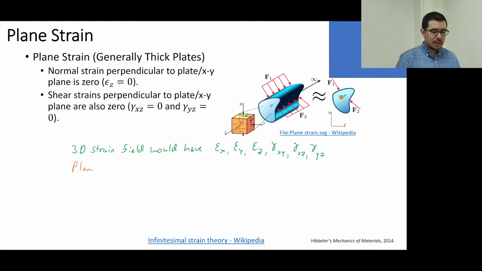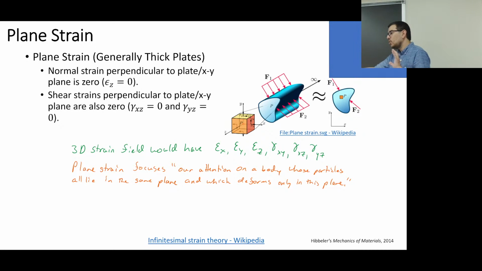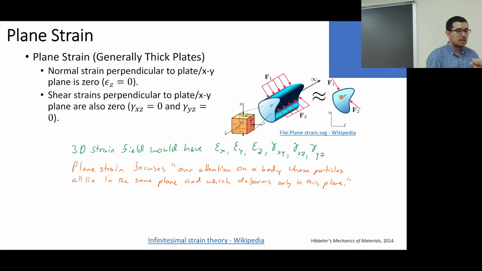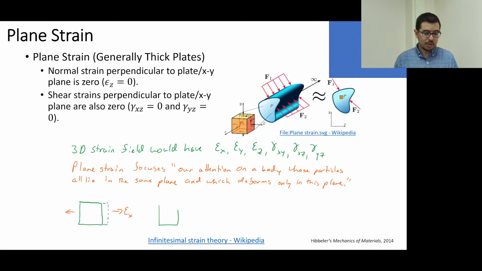And this is going to, quote, focus our attention on a body whose particles all lie in the same plane and which deforms only in this plane. So if we make it super thick, yes, there could be an effect in the y, but we don't want it to have an effect in the z. If we have an epsilon x, it might look something like this. If we have an epsilon y, it might look like this.